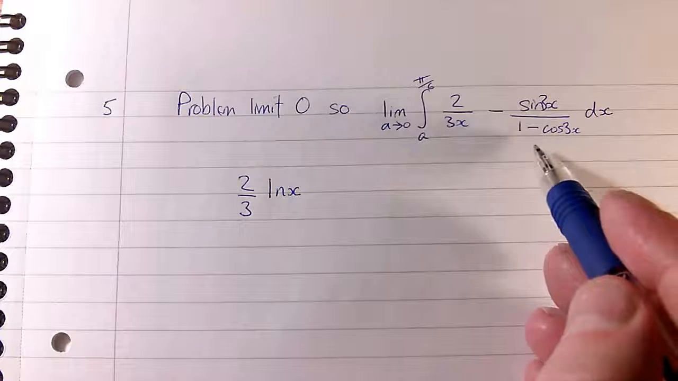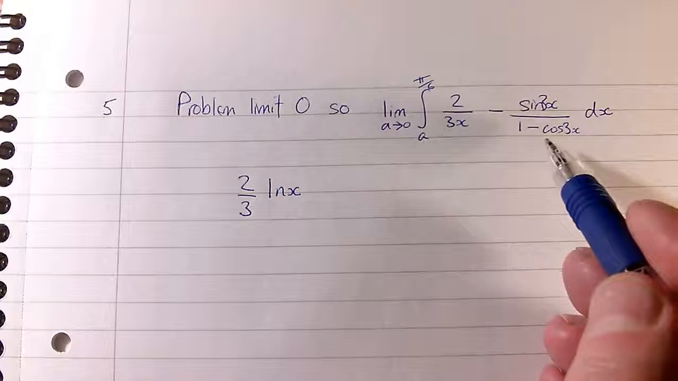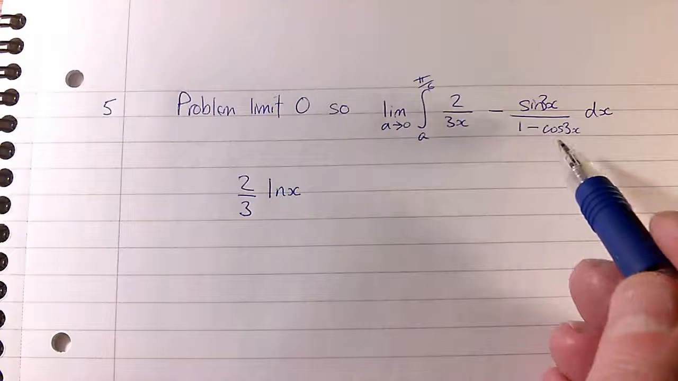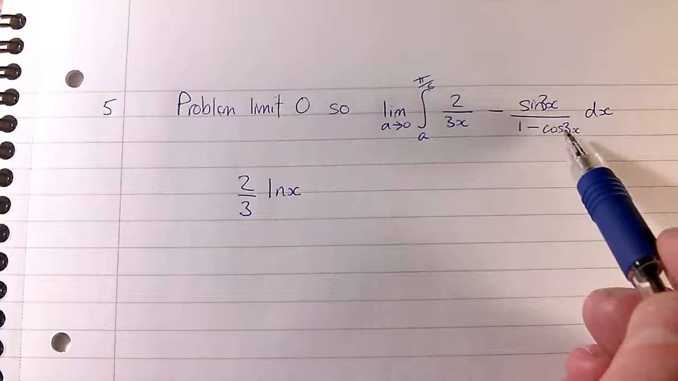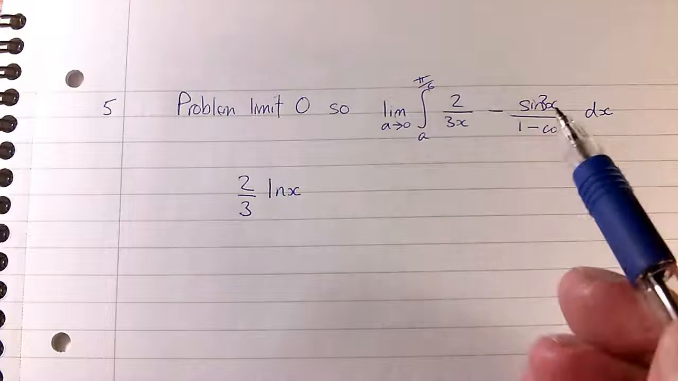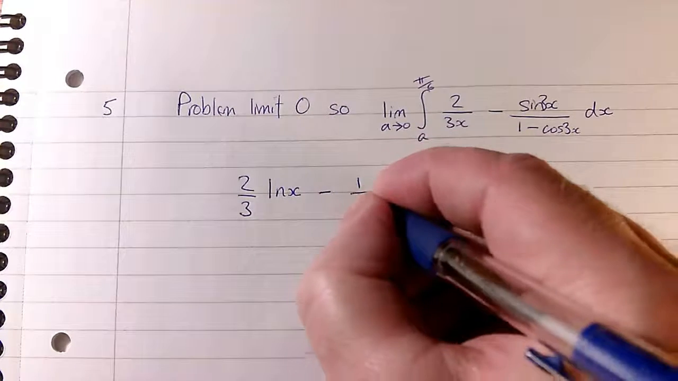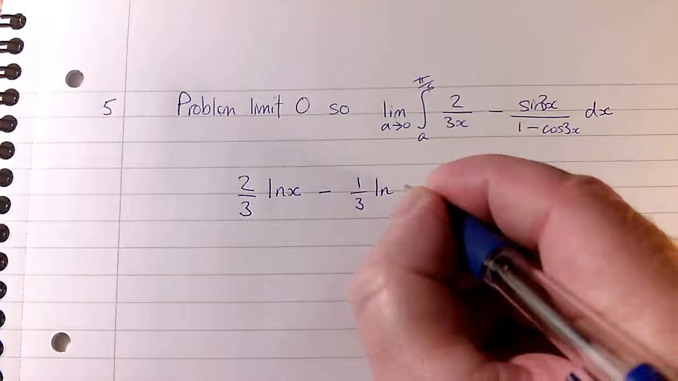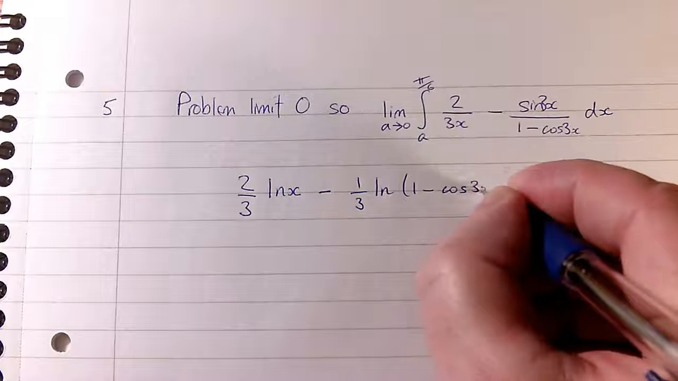If you did differentiate the bottom of 1 minus cos 3x, okay, cos differentiates to minus sine, so on the top, you'd need to have plus 3 sine 3x. Well, I've only got sine 3x, so I need to have minus 1/3 log of the bottom, 1 minus cos of 3x.